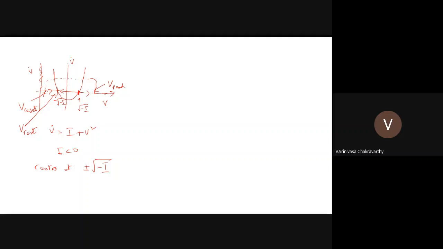And if I kick V from here, if I don't kick it beyond this point, it will slide back here. But if I kick V beyond this point, it will go to infinity. So this value is like V threshold.